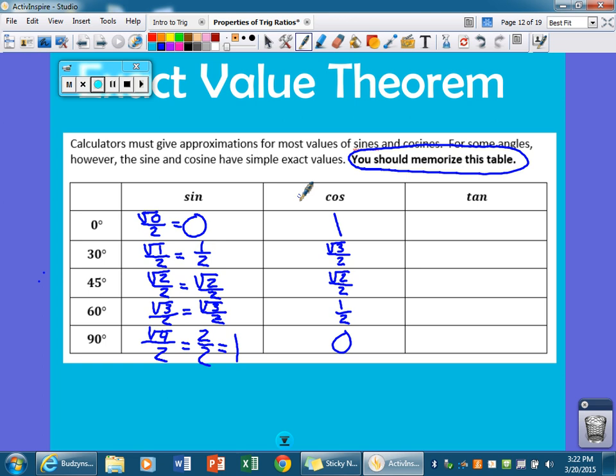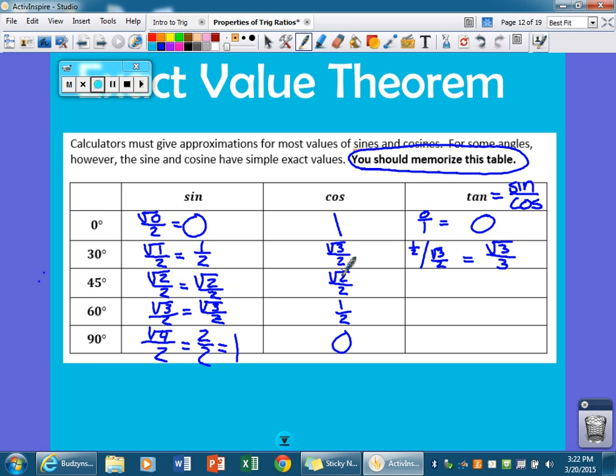Now tan. Tan is kind of special. Tan is found by taking the sine divided by the cosine. One of those properties also. So for this one, if I do this, what is 0 divided by 1? It is just 0. My next one, what is 1/2 divided by square root of 3 over 2? When you simplify all that out, which we've done in other units, it's just the square root of 3 over 3.